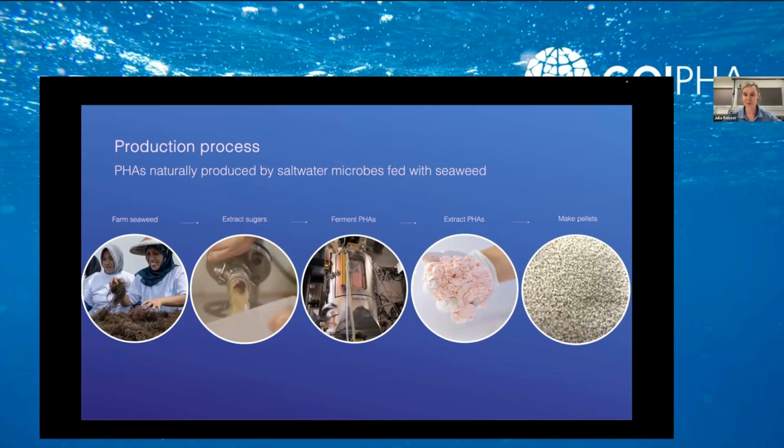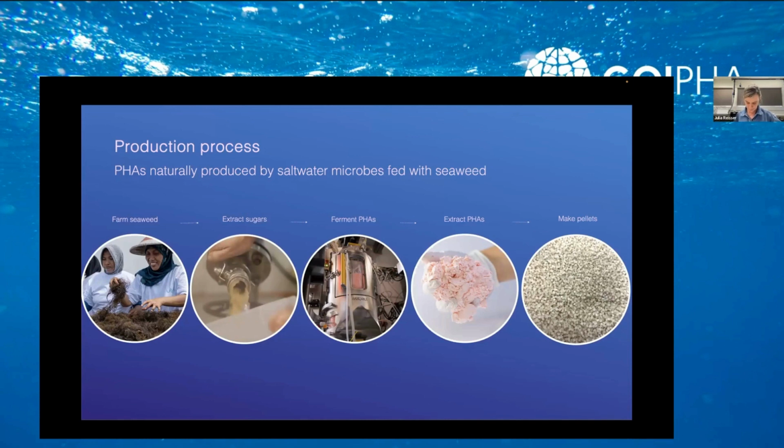The fourth step of our process is to extract the PHAs from inside the cells. So when our saltwater microbes are fat enough with PHA, we submerge them in fresh water, which bursts them open. This allows us to extract the PHAs from the cells. Our extraction technique is unique in that it doesn't use solvents, which are often toxic, create toxic waste streams, but also can be quite expensive.